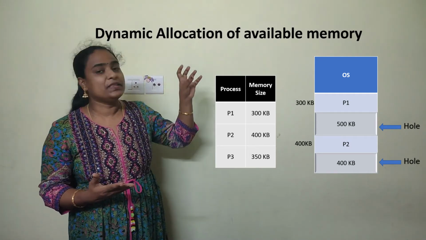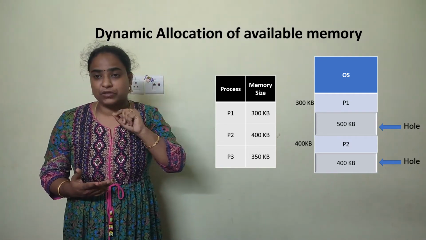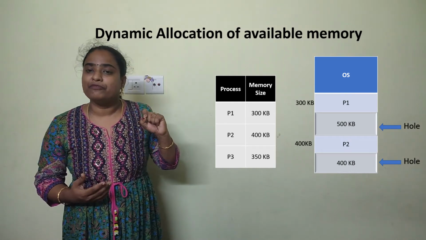So we will allocate P3 to 500 KB if it is worst fit. So the balance will be 150 KB.